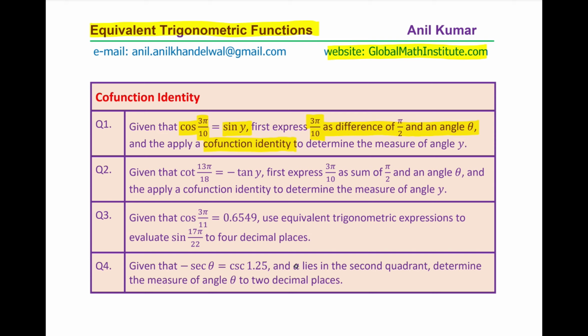Now, the last question is: given that minus secant theta is cosecant 1.25, all the measurements of angles in radians, and angle theta lies in the second quadrant, determine the measure of theta to 2 decimal places. So these are the types of questions which we are going to answer in this video. Let's begin with the solution.